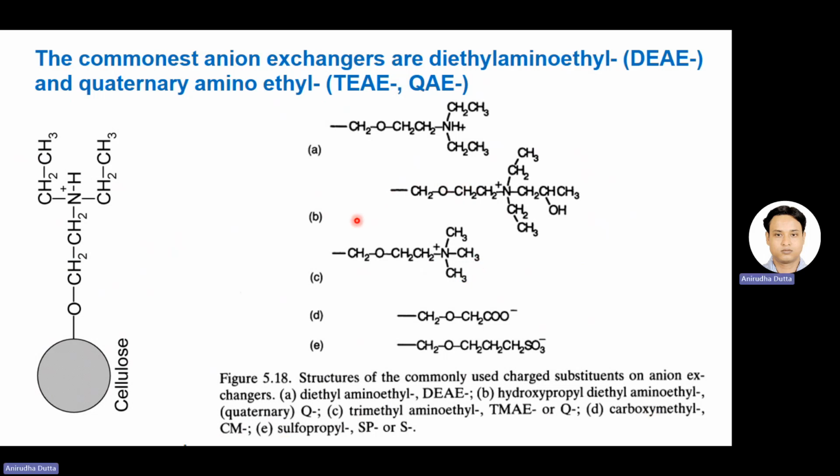For cation exchange, a lot of the time we use SP, the sulfopropyl group. So CM and SP we use for cation exchange, and for anion exchange we use DEAE and QAE. These are the chemical structures of the ligands.